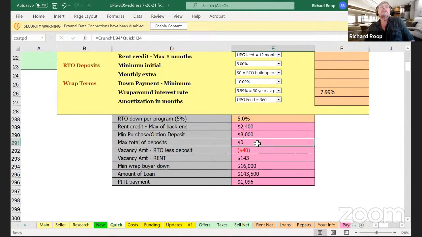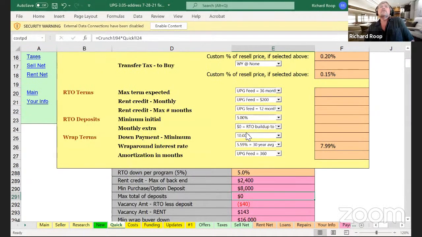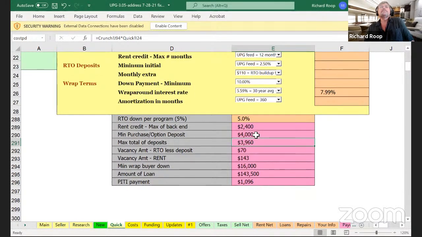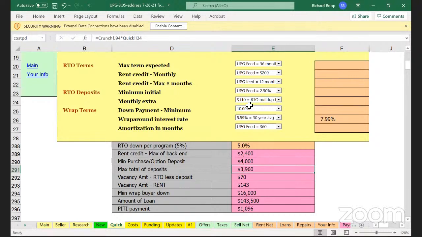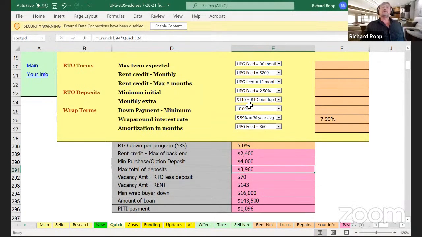Okay, so the calculator is saying, let's go ahead and put the 2.5% in here. It says we're getting $4,000 as a purchase deposit. We're getting another $4,000 with this $110 a month for 36 months. So within 36 months, they're either going to buy it or they're going to be gone, right? And you can get more than the 110, right? How much extra can you pay each month to take care of the 5% or the 10%?